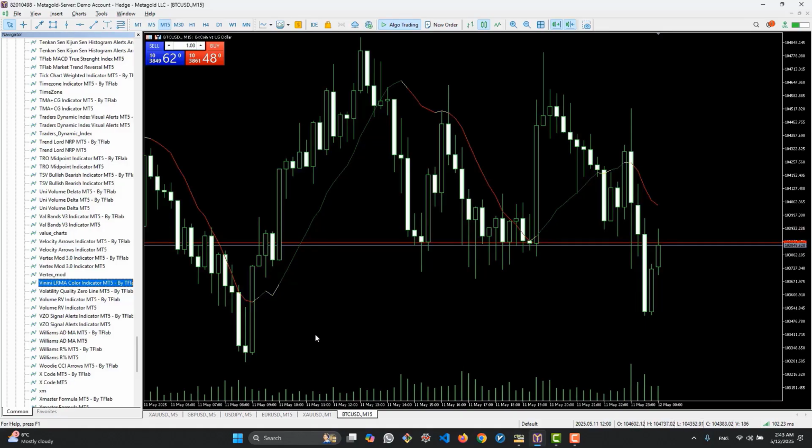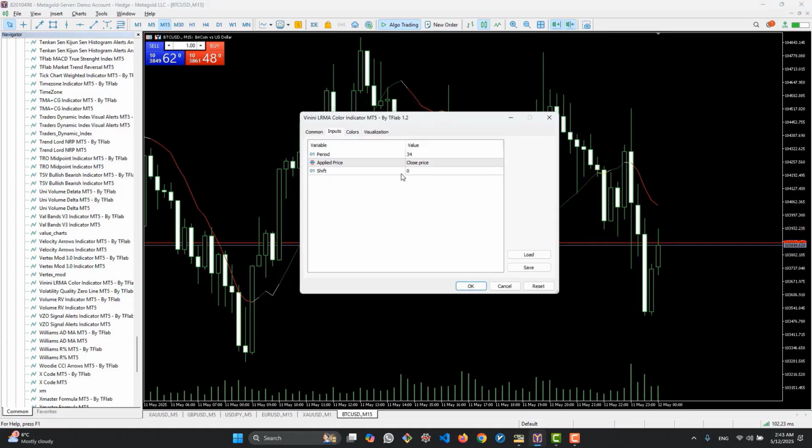Let's go over the settings of this indicator together. First, we have the calculation period of this indicator. The longer we set this period, the smoother the line becomes and sudden changes are filtered out. The next option is the price on which the calculations are performed, which can be selected from among these choices.